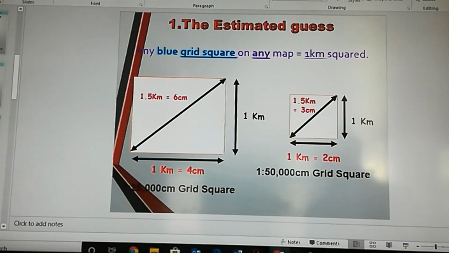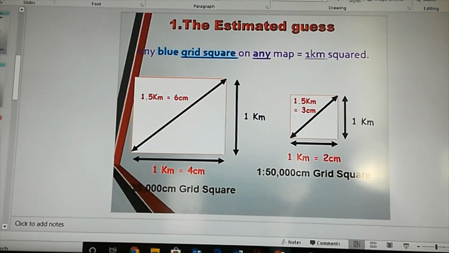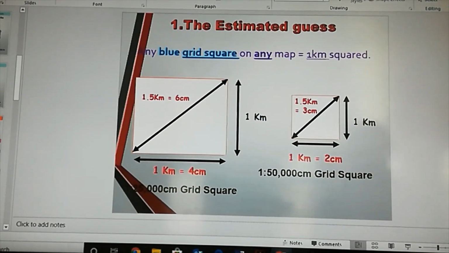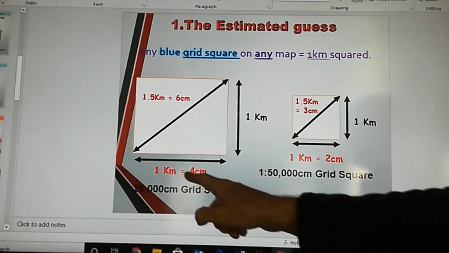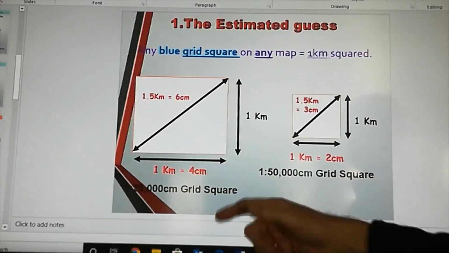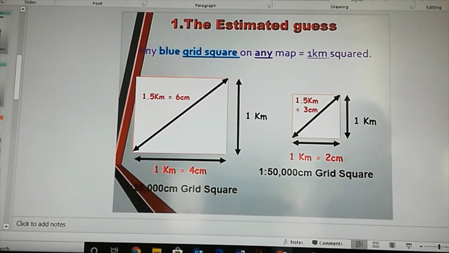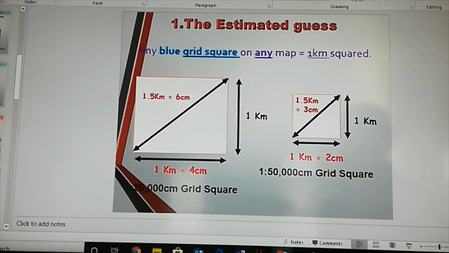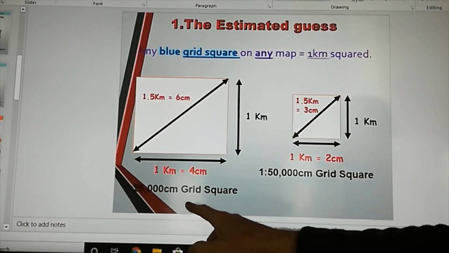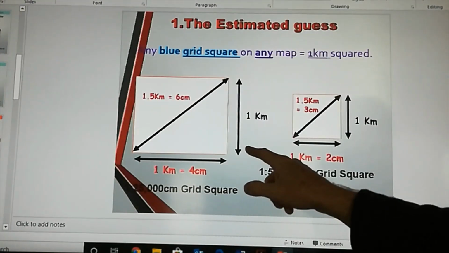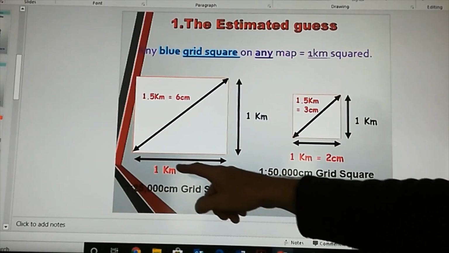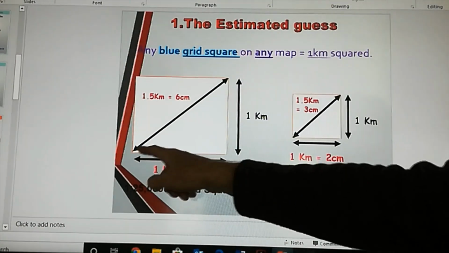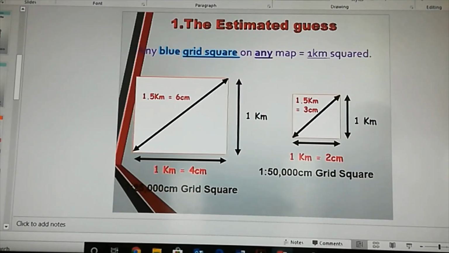So your next bit you've got to do is your distance travelled. So I can estimate this, because on my map I know that one box is 1 kilometre. Now what I could do is, because I'm working on a 1:25,000 grid map, it's 4 centimetres long on this map. So I know 1 kilometre is the length of that box. 1 kilometre is the height of that box. And from corner to corner is 1.5 kilometres.